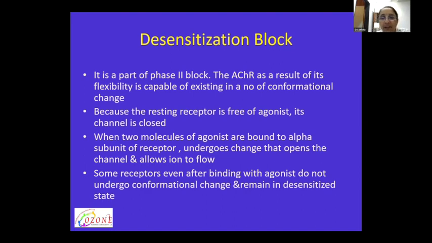Some receptors, even after binding with agonists, that is acetylcholine molecules, do not undergo conformational change and remain in a desensitized state. That is when large doses of succinylcholine are administered, and this can occur after administration of an extra large amount of neostigmine also. That is a desensitization block.